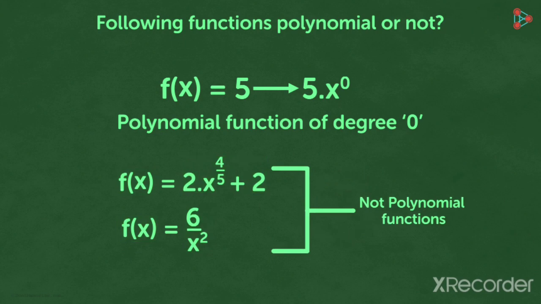This is because the x term in the first f of x is raised to a fractional power. For it to be a polynomial, the power of x can only be a non-negative integer. Similarly, in the second function, the x term in f of x is raised to a negative power. Hence, they both aren't polynomial functions.